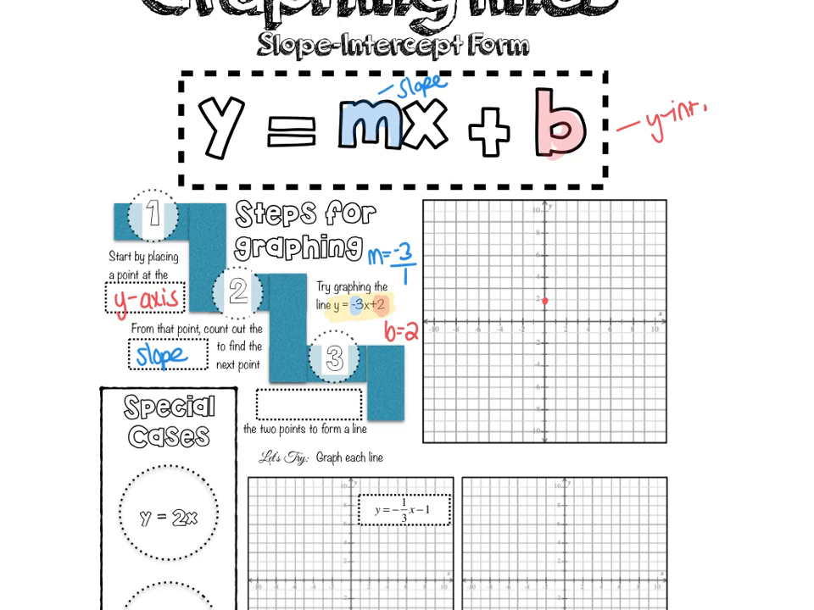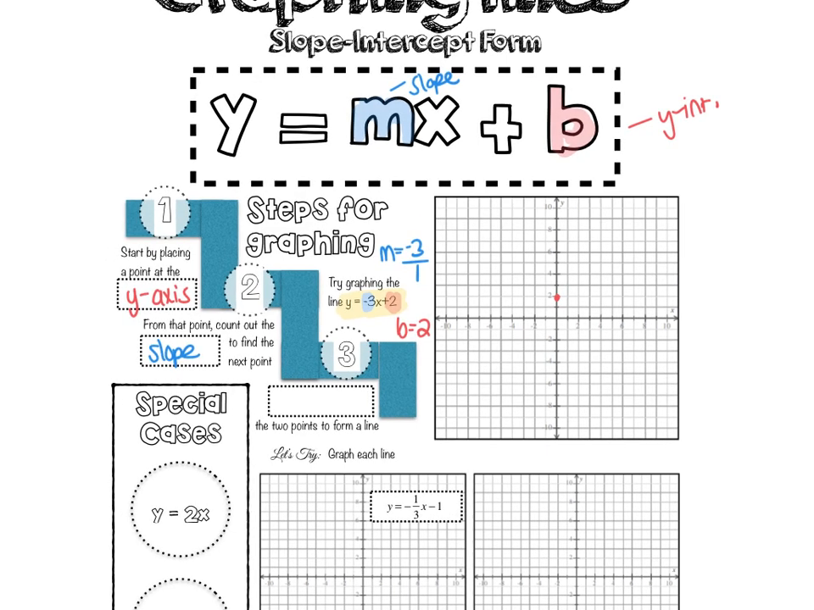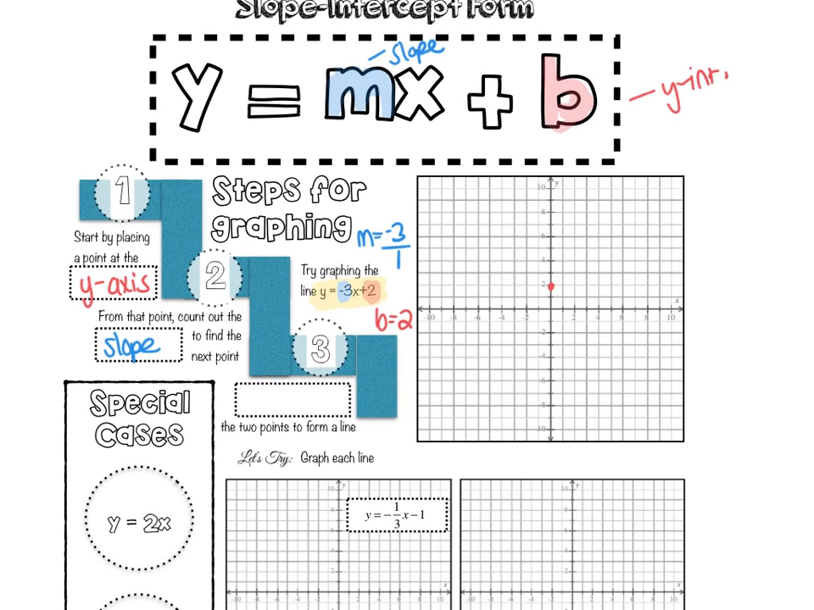And if I look, the y-axis is my up and down axis. And I'm going to plot a 2 right on that axis. Okay? Then from there, I'm going to count out the slope to find the next point. So remember, the slope means rise over run. So if my slope is negative 3 over 1, that tells me I'm going to go down 3 because it's negative, and right 1 because it is positive on the bottom.